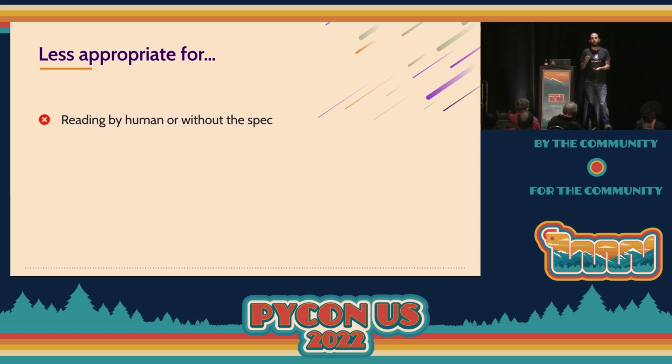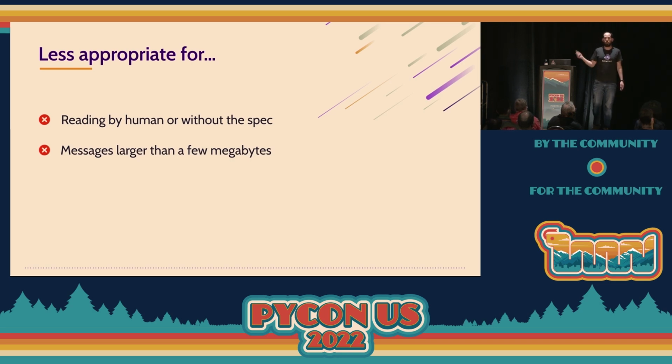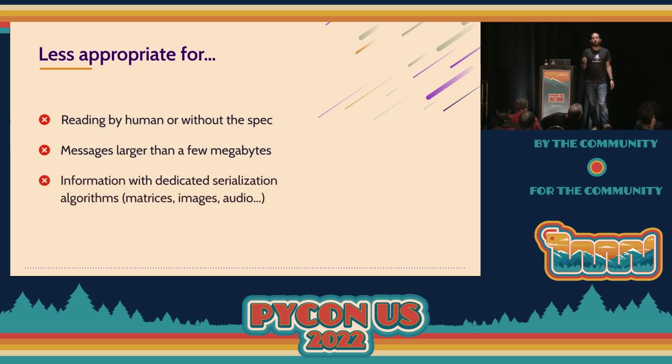And also keep in mind that if you're working with Protobuf, you need a spec. The same message can mean different things using different specs. So it's very important to have the static typing of the message to be able to read it. Make sure that if your messages get too big, essentially above a few megabytes, then the serializer hasn't been optimized for that, and you can get some pretty bad performance. And last but not least, if you're dealing with data that has dedicated serialization algorithms, like matrices, audio, video, images, all of that have their own dedicated serialization formats. It's better to use those rather than some general purpose algorithm.